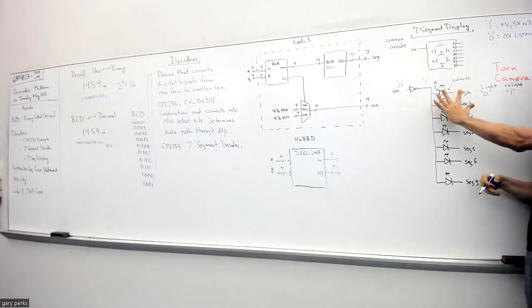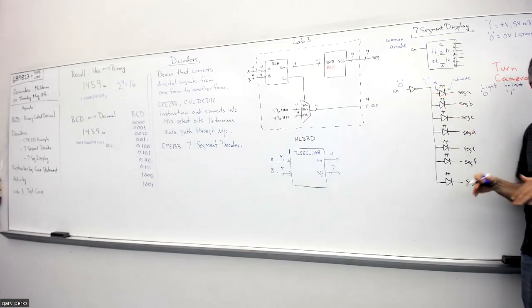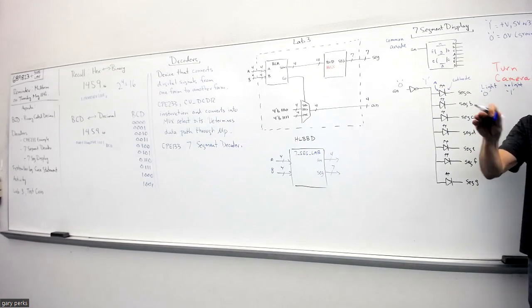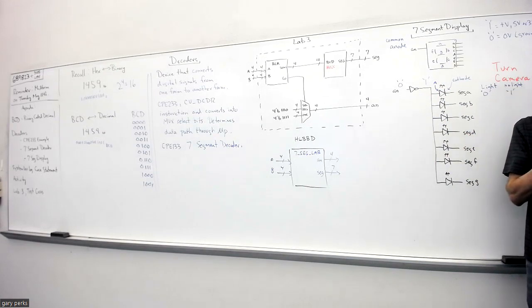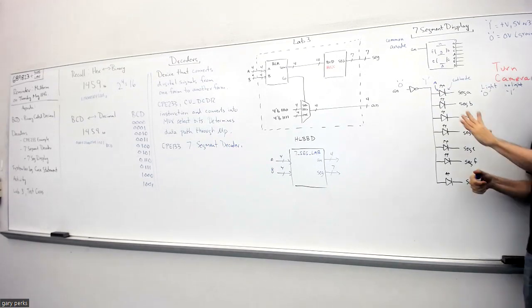If you don't want a segment to light, so no light, you put a 1 on the cathode, because if I have a 1 on both sides, that's the same voltage on both sides. It means it's a 0 volt difference. If you don't have a voltage difference across something, current has no chance to flow. In order for current to flow, you need a voltage difference.